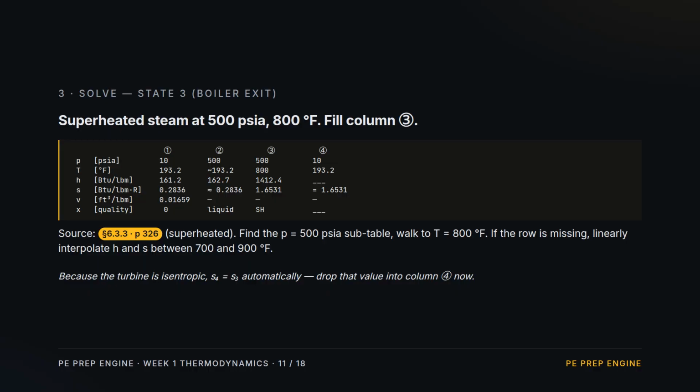State 3. Superheated steam at 500 psia, 800 degrees. In the superheated table, find the 500 psia subtable and the 800-degree row to fill column 3. And because the turbine is isentropic, S4 equals S3 automatically. Drop that value into column 4 now. One state 4 value locked in for free.